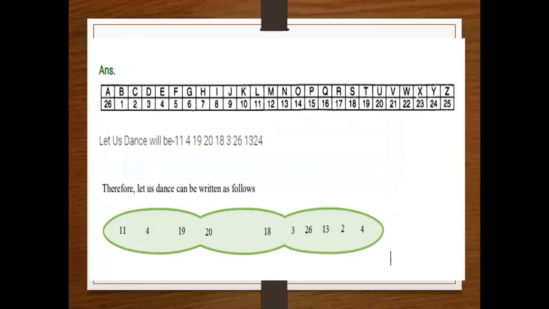See, if you want, you can write the table again. Now I wrote the table with the numbers changed. B means 1, C means 2, D means 3. New table I wrote for you. Based on that, now you can answer easily. Let us dance.